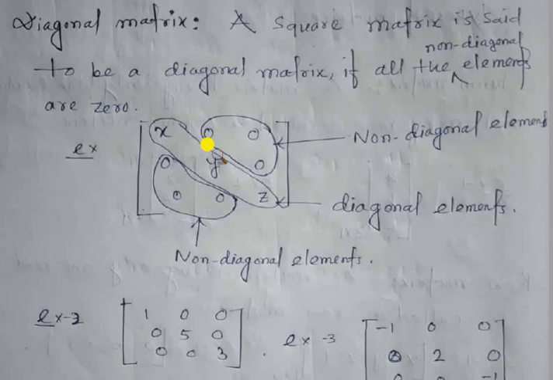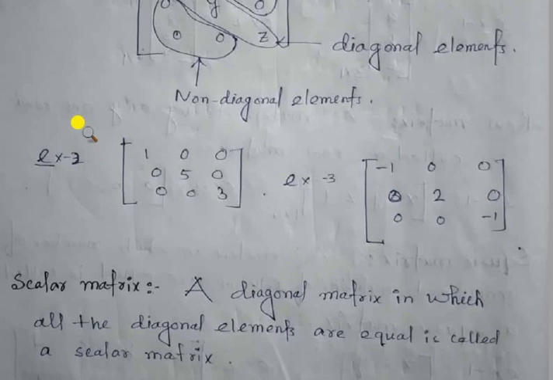Okay, so now in a square matrix, if all the non-diagonal elements are zeros, then the matrix is called a diagonal matrix. That means a square matrix is said to be a diagonal matrix if all the non-diagonal elements are 0. Here we consider some examples of diagonal matrices. This is a matrix, and all the non-diagonal elements are 0. So that's why we call this a diagonal matrix. Here also, all the non-diagonal elements are 0, so this is a diagonal matrix.